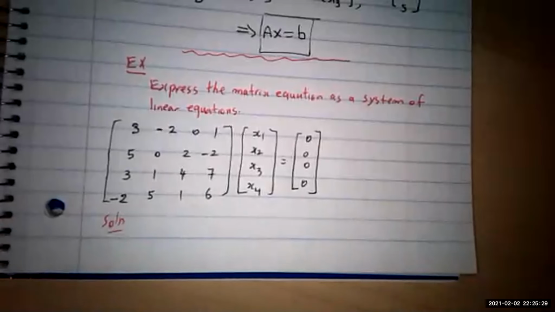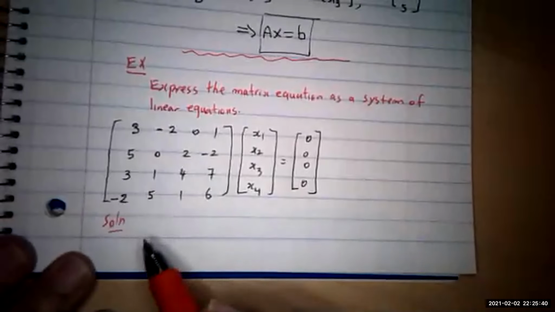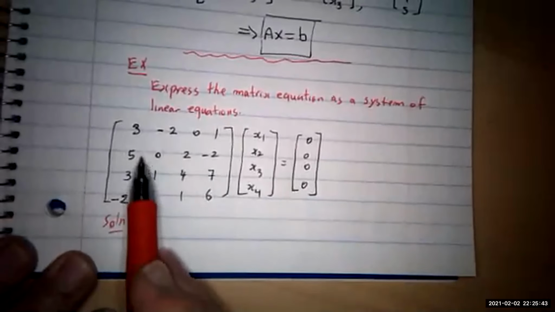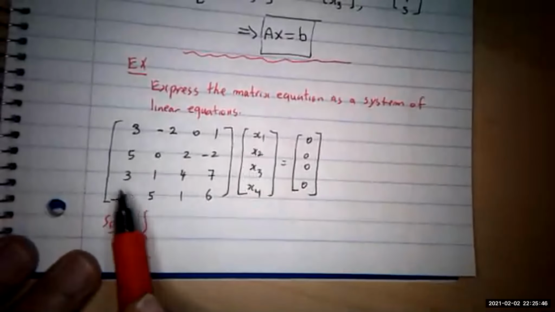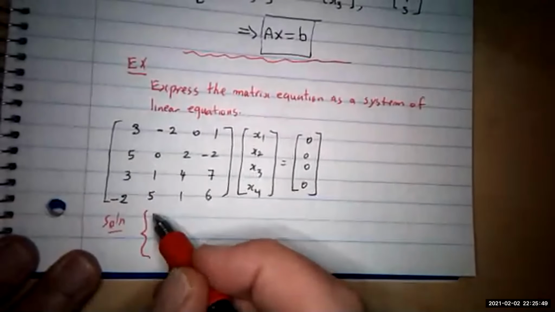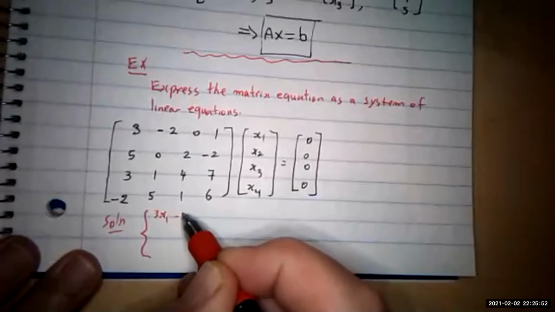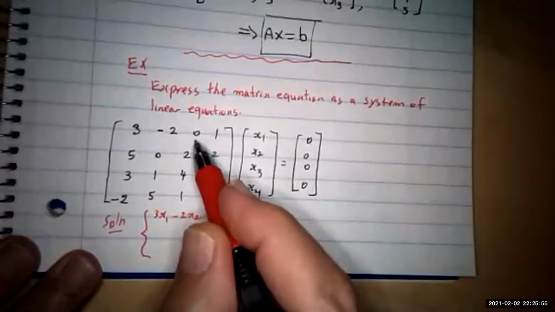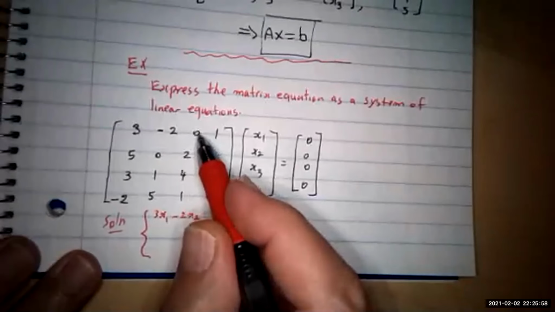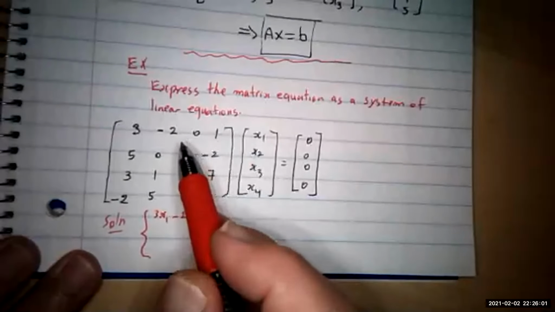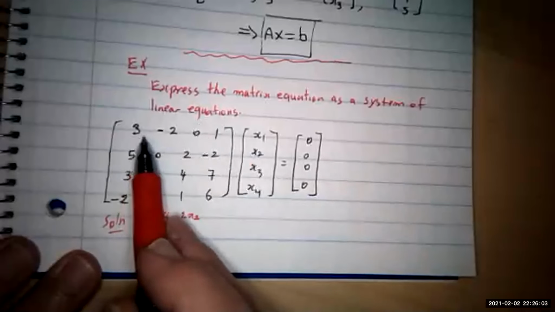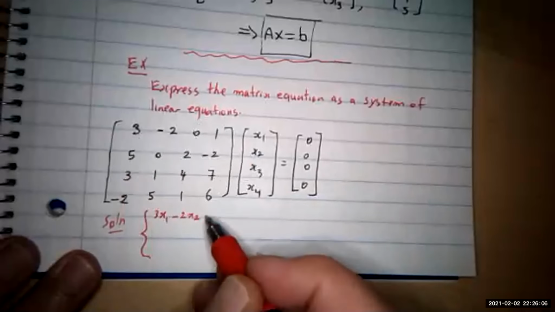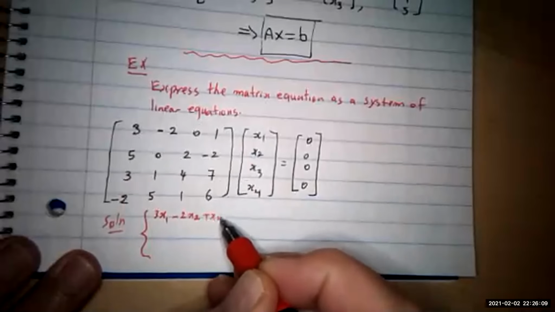We want to change it into the linear system. A linear system is like the multiplication that we did. Your linear system is going to be, the first one is like multiplication. So it's going to be 3x1 minus 2x2. There is no x3 here. Then plus x4, which is equal to 0.